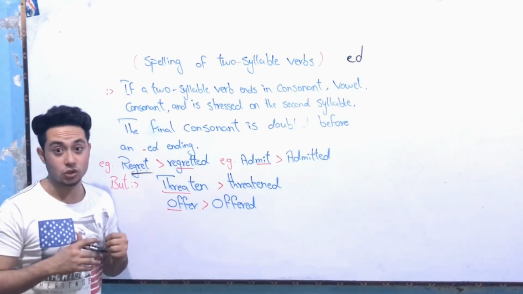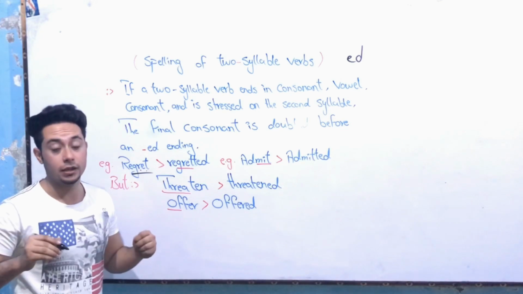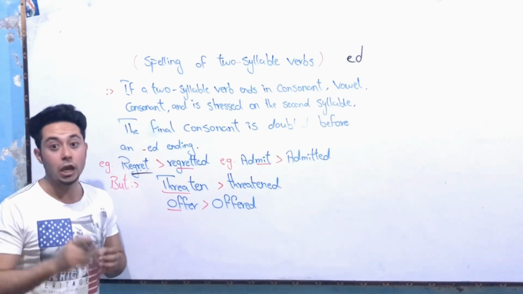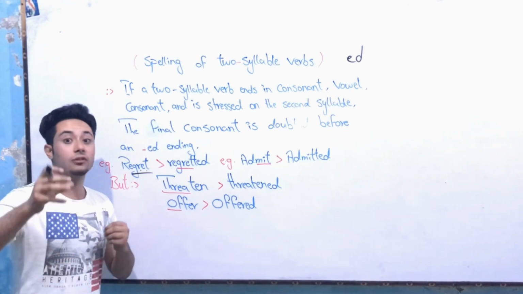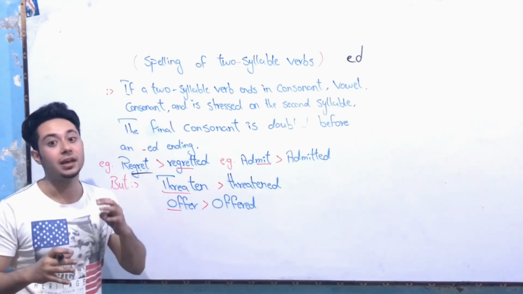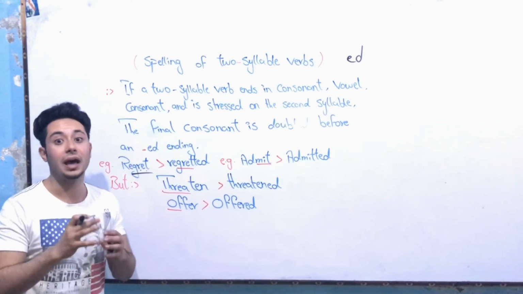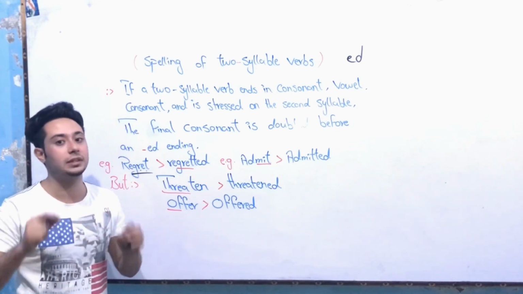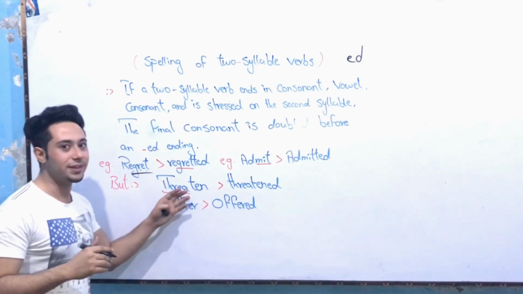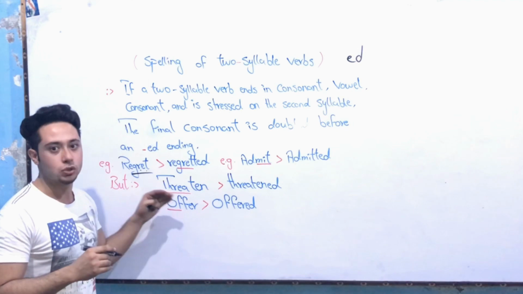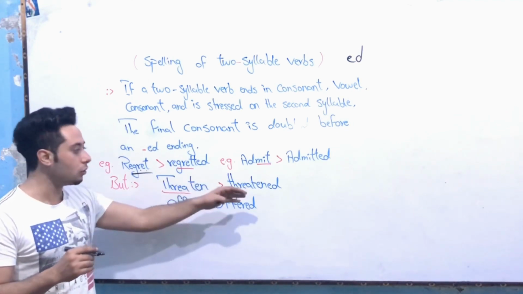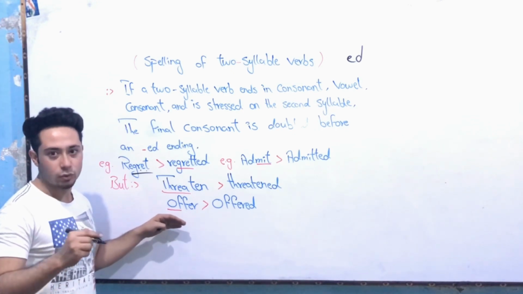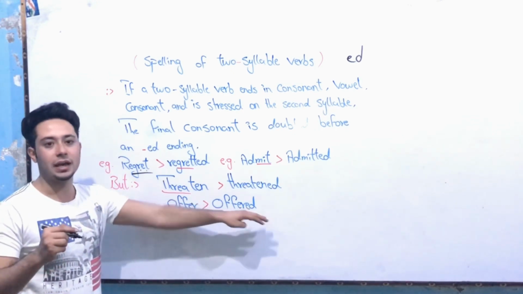When the first syllable is stressed, we can only add an ED. Do not double the consonant. Once again, I want to mention, my dear friends, for two-syllable verbs when the first syllable is stressed, do not double the consonant at the end. Yes, you can add an ED, but you do not need to double the consonant. For example, treat, treated. The first syllable is stressed, so we cannot double the T at the end. We only need to add an ED. Offer. The first syllable is stressed, so we only need to add an ED at the end of our verb.